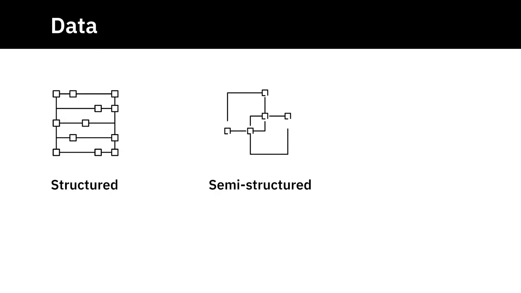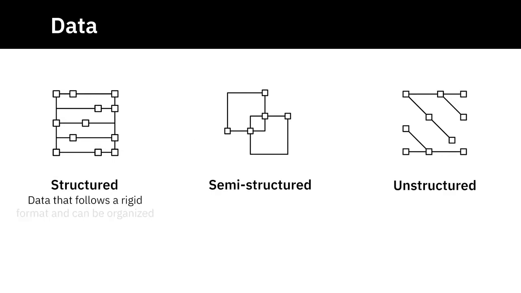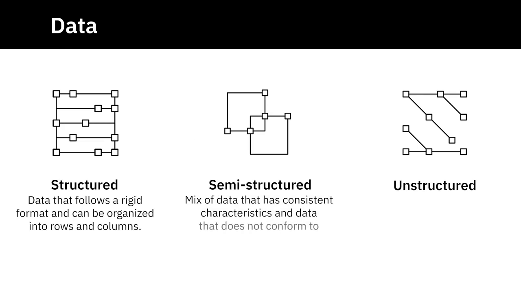Based on how well defined the structure of data is, data can be categorized as structured, semi-structured, or unstructured. Data that follows a rigid format and can be organized neatly into rows and columns is structured data. This is the data that you see typically in databases and spreadsheets, for example. Semi-structured data is a mix of data that has consistent characteristics and that doesn't conform to a rigid structure. For example, emails. An email has a mix of structured data, such as the name of the sender and recipient, but also has the contents of the email, which is unstructured data.